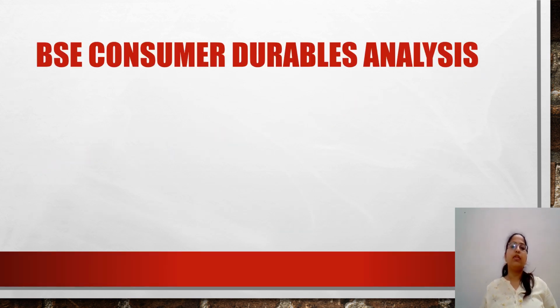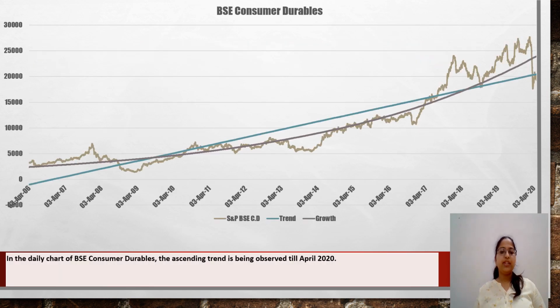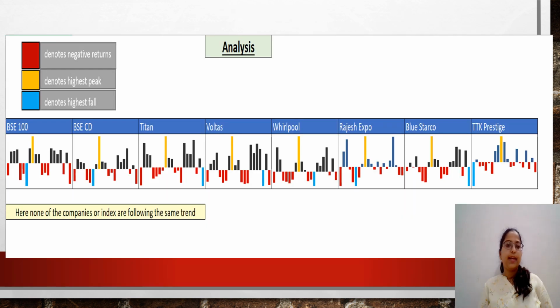Now we start with the sector-wise analysis of different sectors. We start with consumer durables. Here we see that an ascending trend has been followed till April 2020. In this analysis, we created a dashboard of these 6 companies and compared them with BSE 100 and BSE consumer durables. We see that none of the companies followed the same trend. So none analysis is followed.